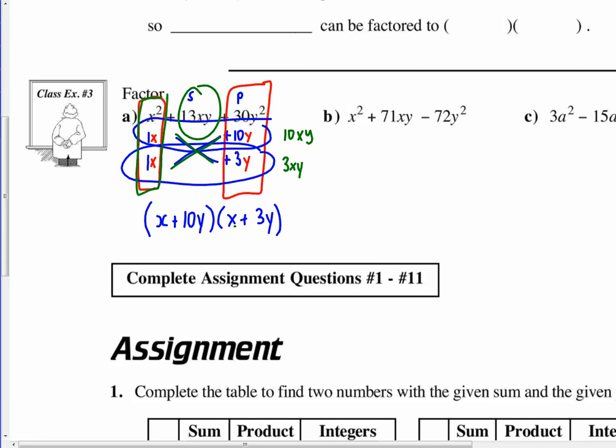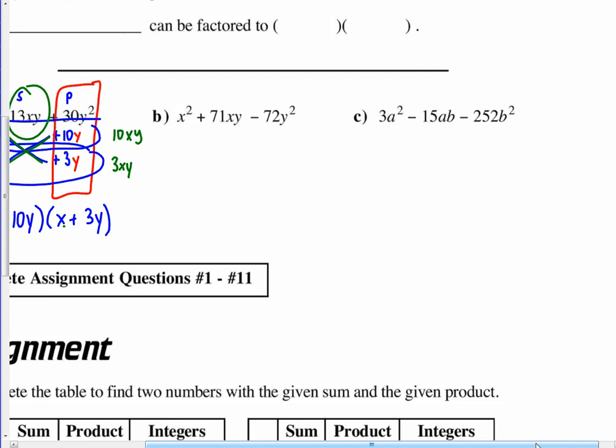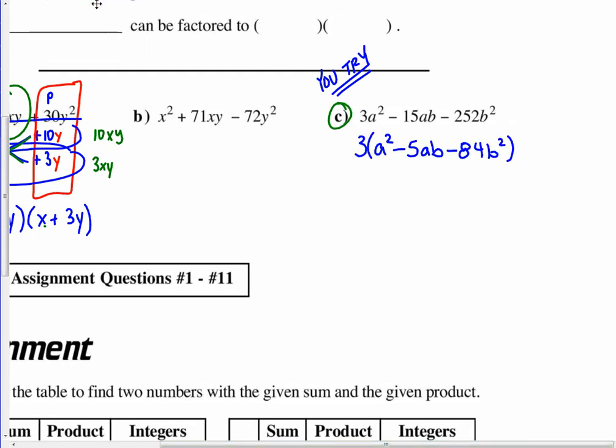Okay, let's do the next one. Let's do C and then call it a day. You try it yourself. Don't forget what? Greatest common factor, good. Make a factor tree for the product.